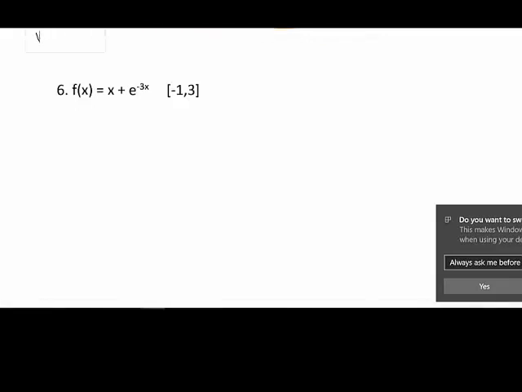So we're going to start with the second portion of 6.1, absolute extrema. We're starting with example 6 from the handout. So again, remember we have to have a closed interval, which they've given us, which is here. We're going to take the first derivative to find my critical numbers.